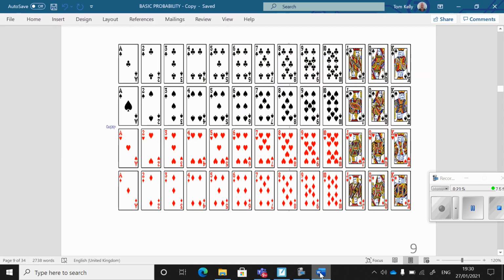So I've just got it there. Up here, the top line's clubs, then I've got spades, then hearts, then diamonds. So you can see the layout there. You get an ace, 2, 3, 4, 5, 6, 7, 8, 9, 10, and then a jack, queen, king. And whatever jack means, whatever queen means, and whatever king means. So that's in case you're unfamiliar. So we've got 52 cards here.